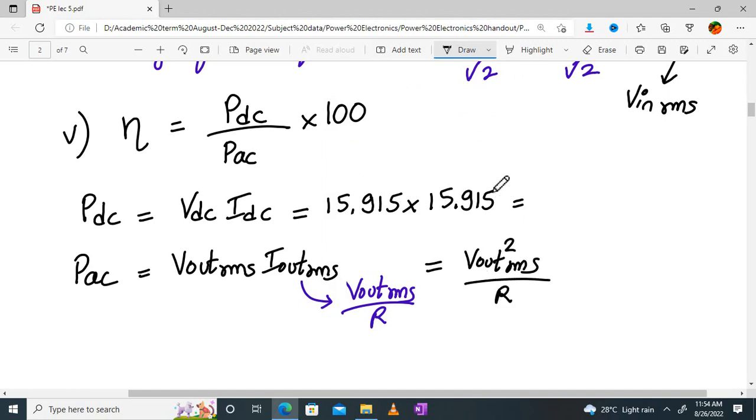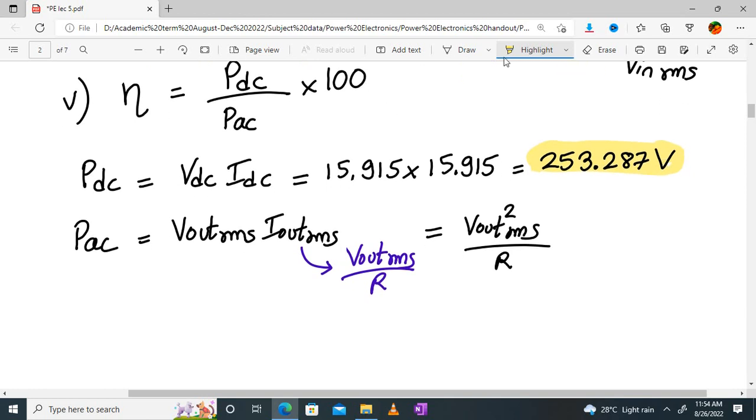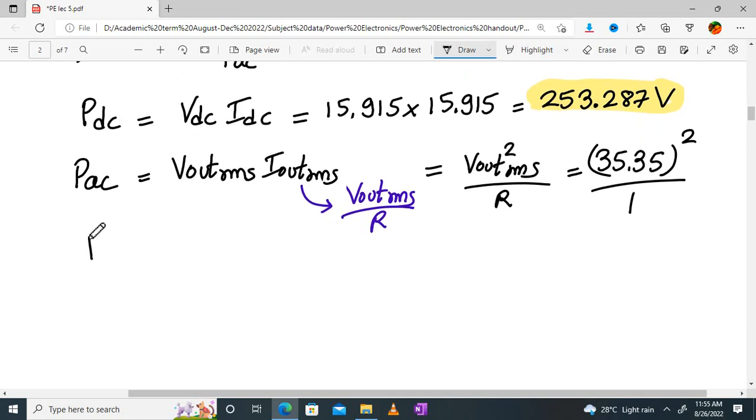What is 15.915 square? And how much is PAC? What is V out RMS? I think 35.35, right? 35.35 square, what is R? 1. So find out what PAC is. 35.35, the whole square.